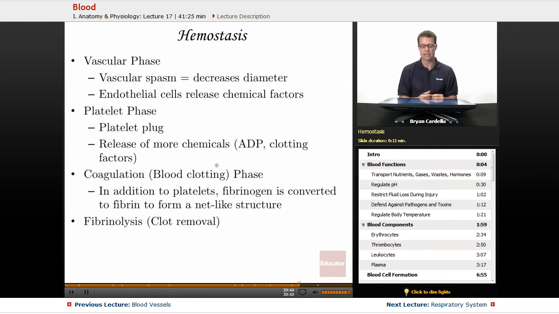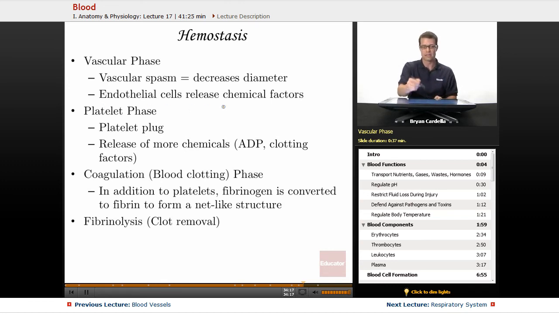Hemostasis basically means keeping blood where it should be. It's the stoppage of bleeding, of hemorrhaging. There are a few different phases. When you have a cut in a blood vessel, the first thing that's going to happen, they call it the vascular phase. There'll be certain stimulation that causes that blood vessel to decrease in diameter, at least for a bit, because the immediate thing you want to do is stop a lot of blood from getting out of there, so reducing the width of it is going to do that.